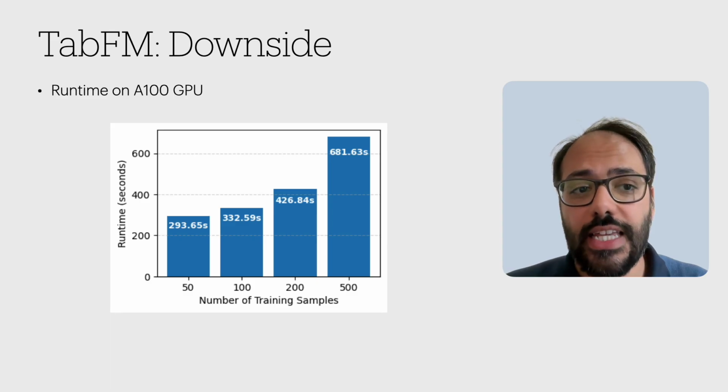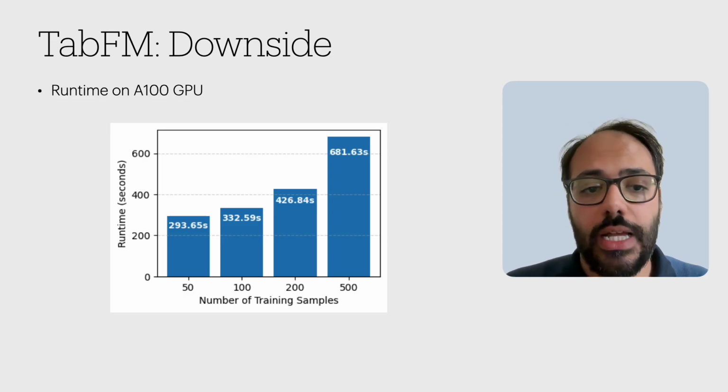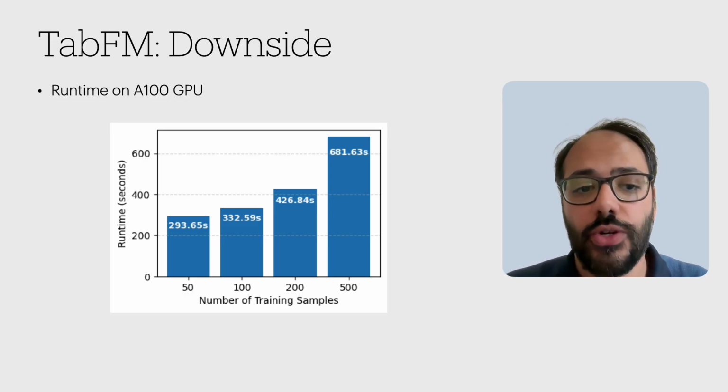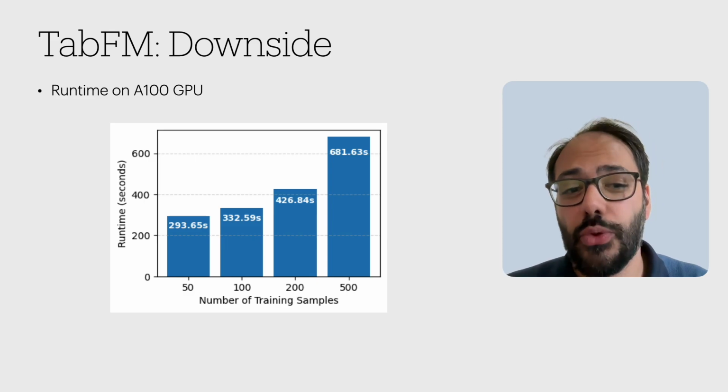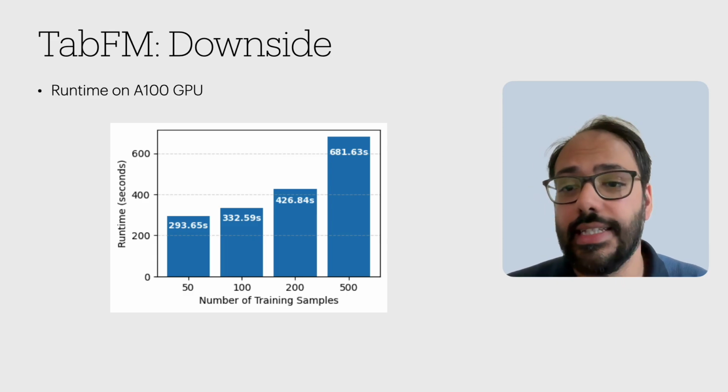Then you can see that even though I'm using a really good quality GPU here, an A100 GPU, for example, for cases where we only have 50 training samples, it takes about 300 seconds, or 5 minutes, to train this model. And then when we go to 500 samples, that's about 680 seconds, which is more than 10 minutes.